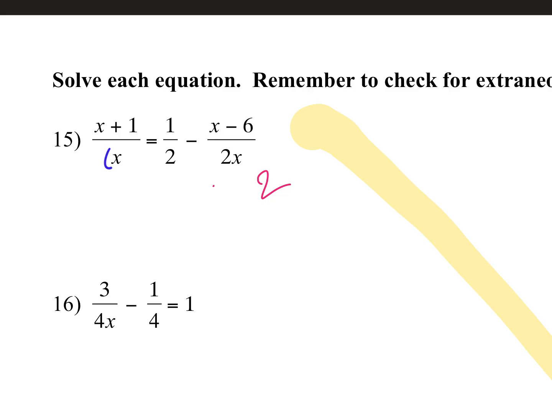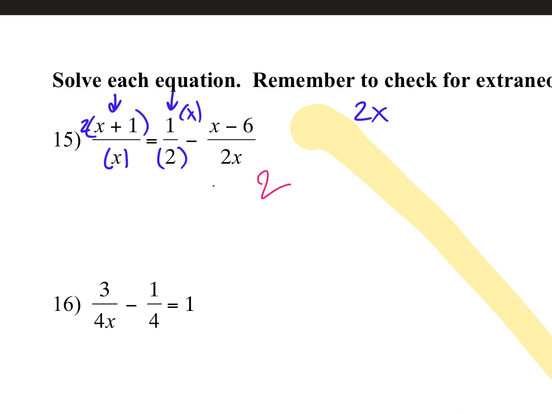What is my common denominator on number 15? Between x, 2, and 2x. 2x. You'd say your common denominator is 2x. So my first fraction has the x. What is it missing? The 2. So you multiply this. My second fraction has the 2. What's it missing? The x, right?